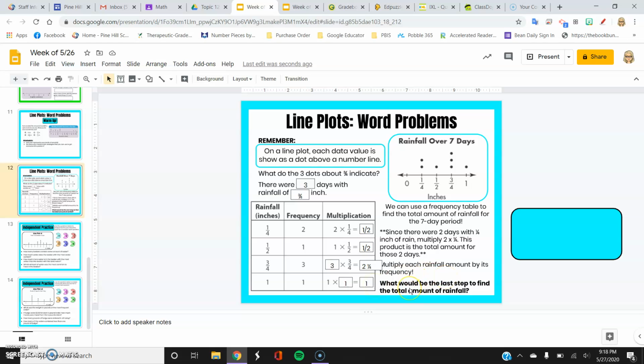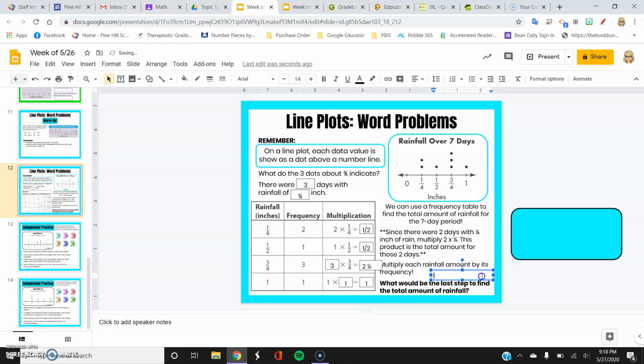So the last step to find the total amount of rainfall would be to add up all of my data points. I found out how much rainfall was in each data point. I found my rainfall amount by how many times it happened, and then I have to add all those once I find them. So I can use my frequency chart to do that. So what did I say? 4 and 1/4. And I don't know where I'm going to fit this. So you guys can just fit it.